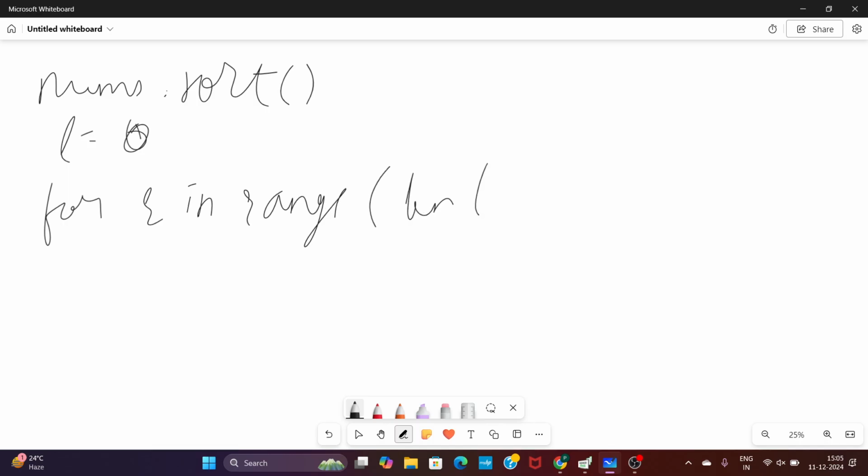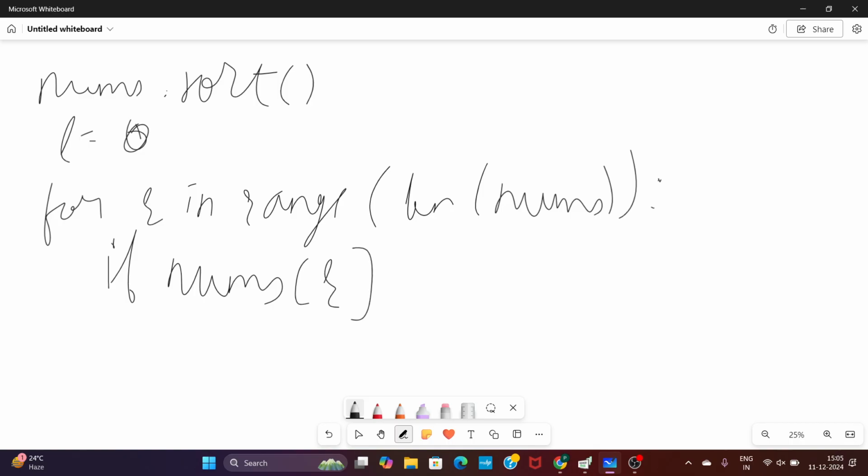Then for r in range length of nums. Till the length of nums we will run a for loop. So basically if nums of r minus nums of l is what? If it is greater than 2 into k.